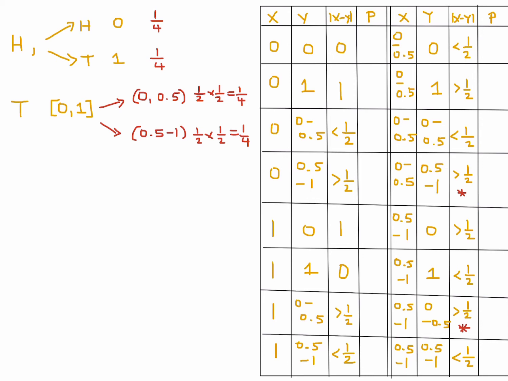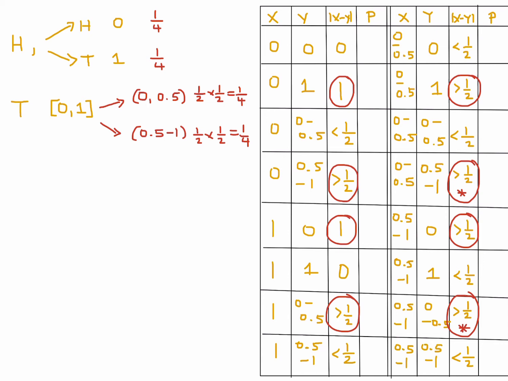Now let's figure out the probability, but the only ones we're really interested in are the ones that are greater than a half in this column. So let's just circle those. This one, greater than a half, remember. So this one, that, and then here, here, here, and here. Okay, so now we have to fill out this column here.